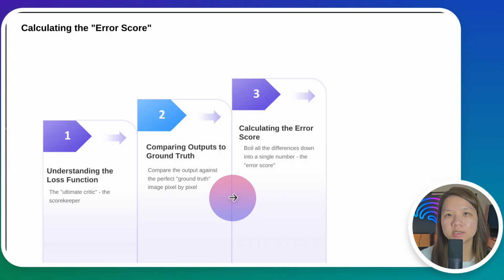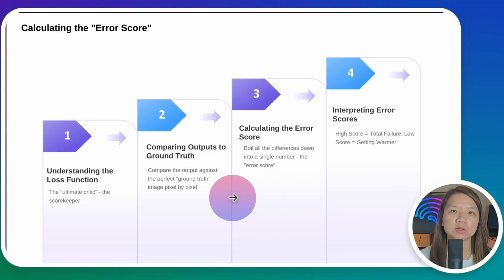For a denoising CNN, the mean squared error, or MSE, is a common loss function used to calculate the average squared difference between the predicted and actual pixel values. A giant score means a total failure. A score close to 0 means it's getting warmer.